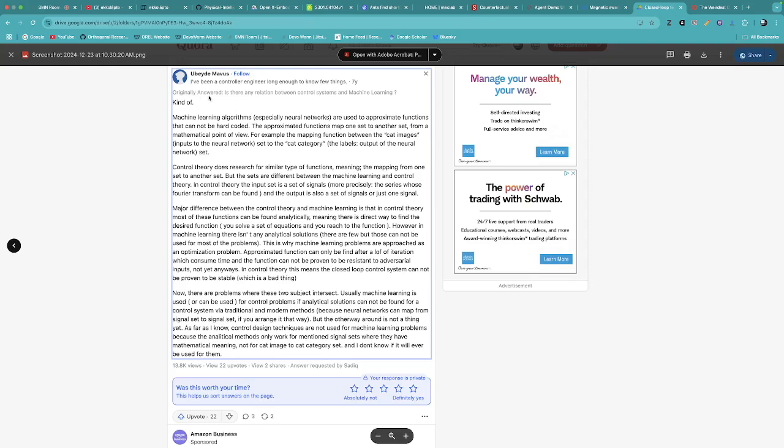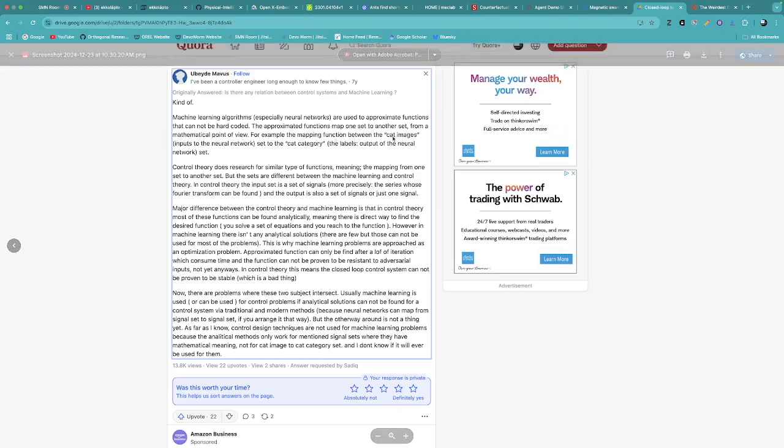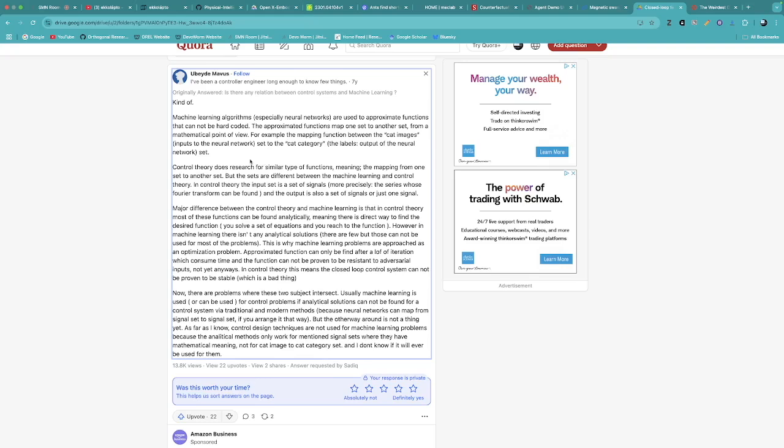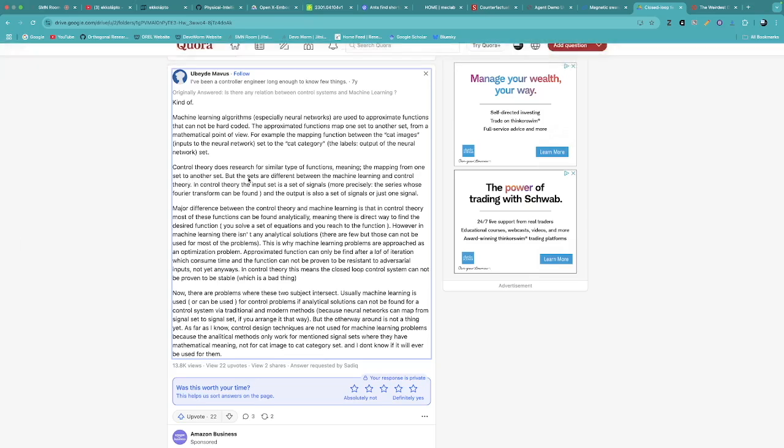And so, is there any relation between control systems and machine learning? This is the same question. So this person says, kind of. Machine learning algorithms, especially neural networks, are used to approximate functions that cannot be hard-coded. The approximated functions map one set to another set. For example, the mapping function between cat images and the cat category is a function we want to approximate. Control theory does research for similar types of functions, meaning the mapping from one set to another set. But the sets are different between the machine learning and control theory examples.